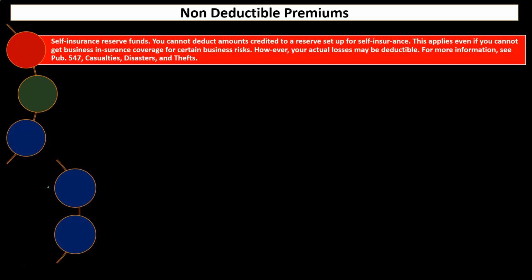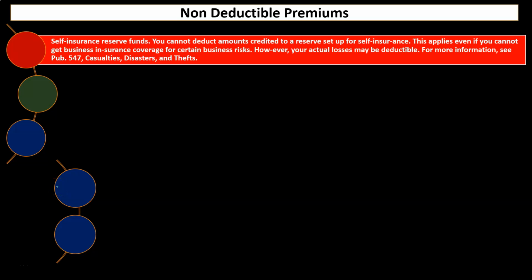Self-insurance reserve funds. You cannot deduct amounts credited to a reserve set up for self-insurance. So basically, if you don't trust the insurance and you want to set up your own fund, which you're basically designating as insurance, then you can't deduct the amount that you put into your own fund, really, for insurance in essence.